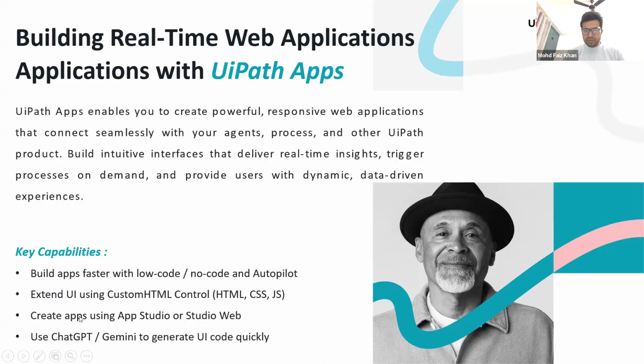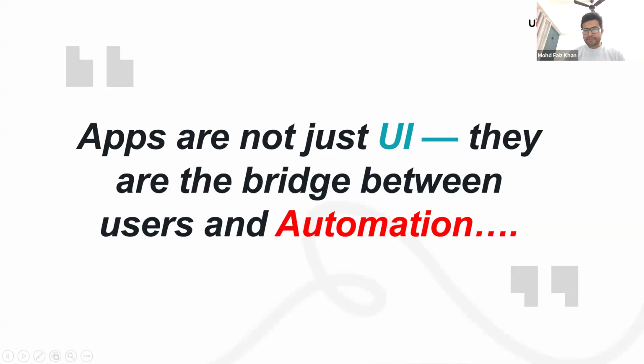And with the help of UiPath App Studio, you can build your solution in the traditional method. Now, like I said, everything is within the UiPath Studio Web section. So you can build your app within the UiPath Studio Web as well, and you can generate your UI code with the help of ChatGPT and Gemini. Apps are not just UI; they are the bridge between the user and automations. It means how intuitive the apps you build are, they will interact with the backend system and utilize all the backend capabilities. The business user only relies on the UI, and the rest of the things will be taken care of in the backend as well.